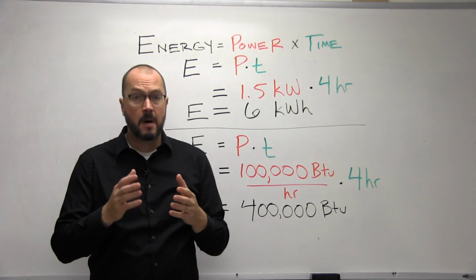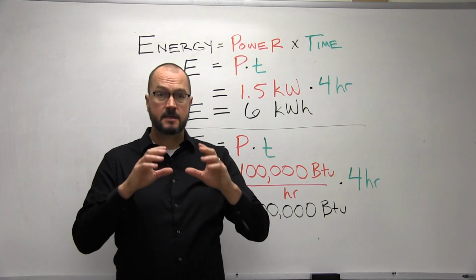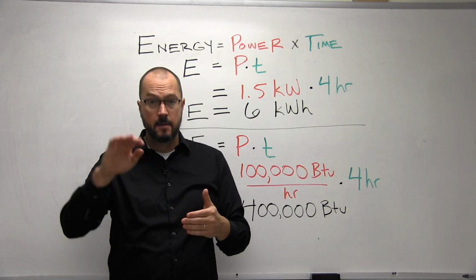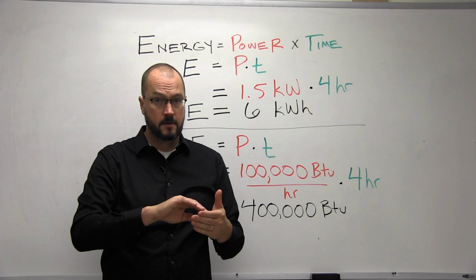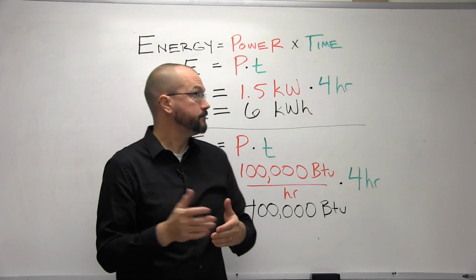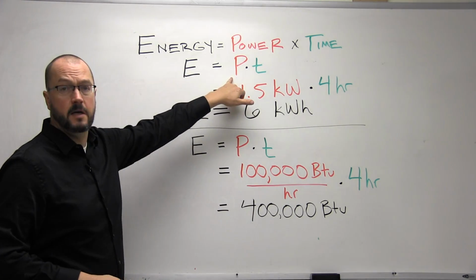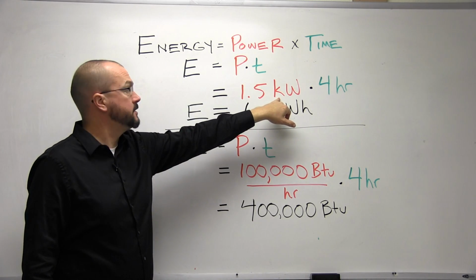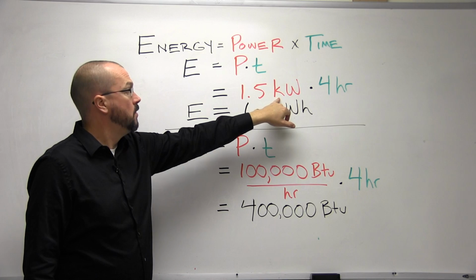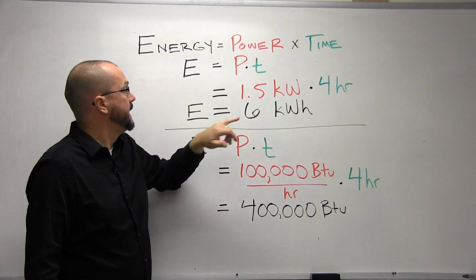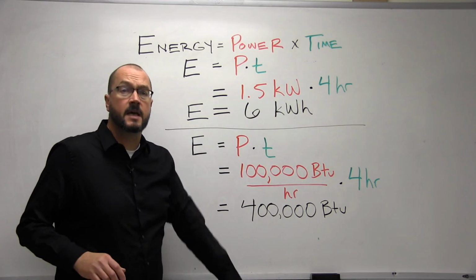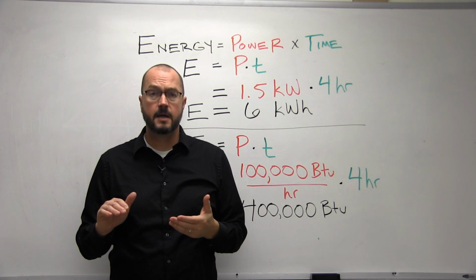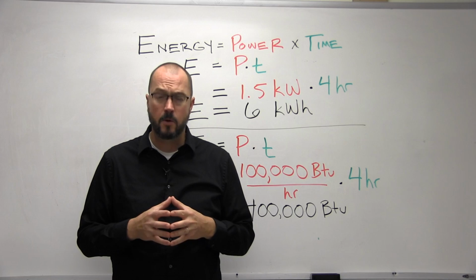So a rate, like miles per hour, has time in the denominator. You have to multiply by time to get rid of that and make it into energy. So first, looking at electricity, typically we represent power in electricity with kilowatts or with watts. In this case, we have 1.5 kilowatts. Now remember, if you start with watts, you have to first convert it to kilowatts if you're going to get your answer in kilowatt hours.